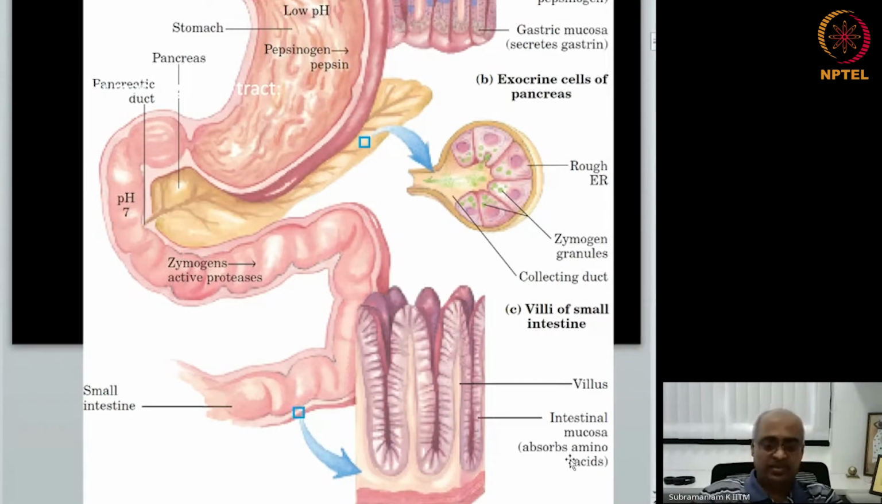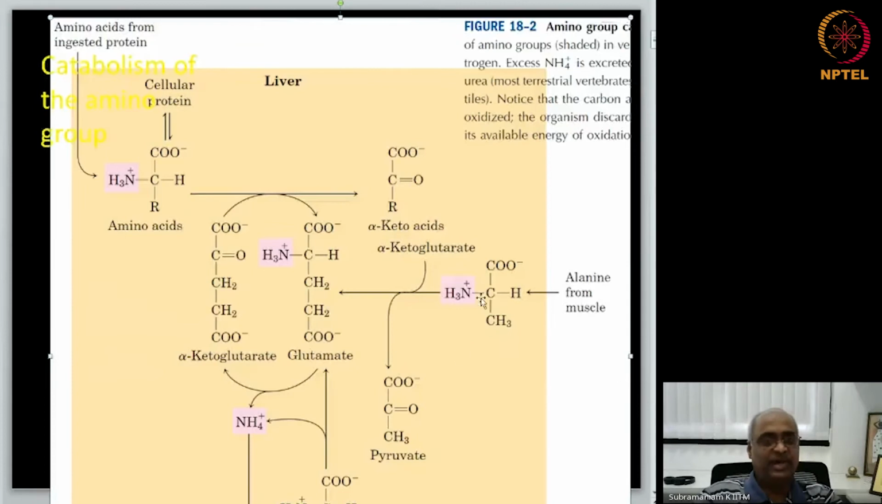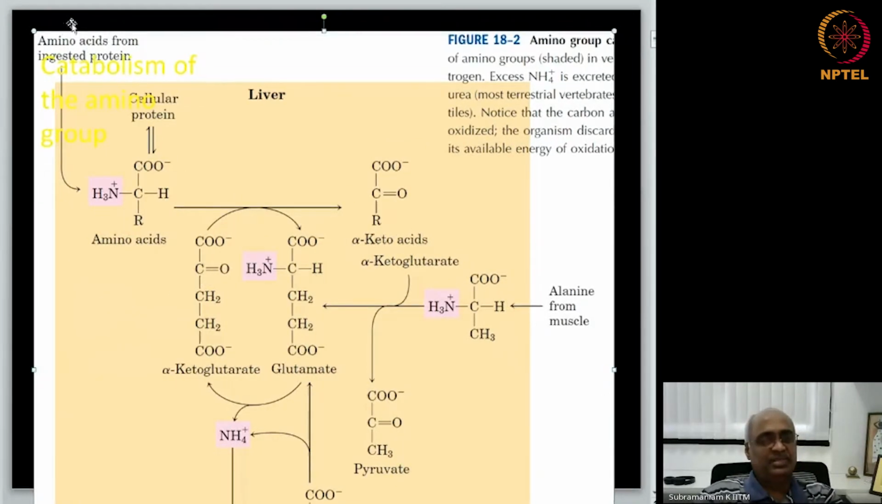Okay, now let us follow these amino acids. So this is again a summary sort of slide, what happens to the amino acids. So the amino acids coming from the intestine. So here is a generic amino acid. Okay, so amino group, carboxyl group. Here you have the R group. And from cellular protein, normal breakdown and synthesis also, you get the amino acids.